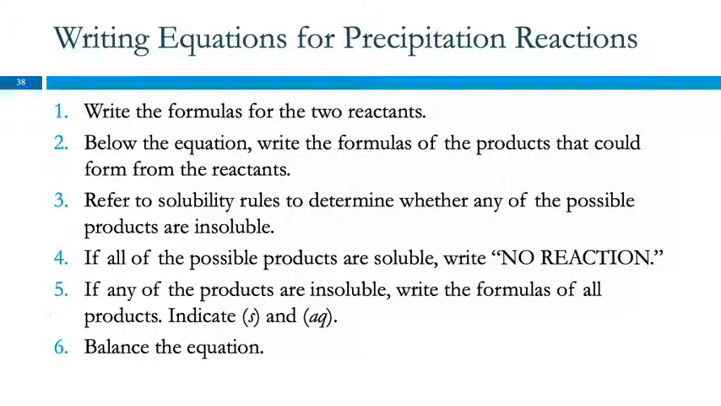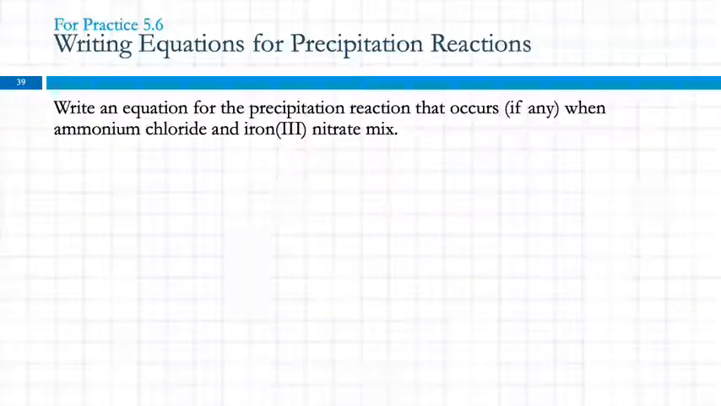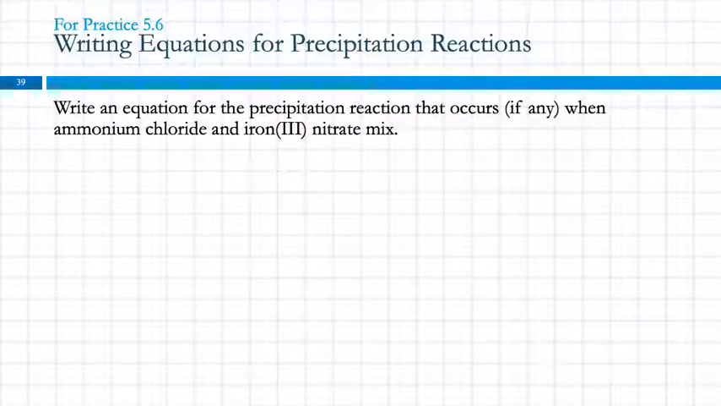But if anything is insoluble, and occasionally you'll get both of them being insoluble, then you have to write the formulas for all the products. You have to indicate which is the solid, which one's aqueous, and you need to balance the equation. So we'll do some practice examples here. Write an equation for the precipitation reaction that occurs, if any, when ammonium chloride and iron(III) nitrate mix. These examples are written to give us a little practice in nomenclature. On an exam, I'll test you on the nomenclature separately from the precipitation reactions.